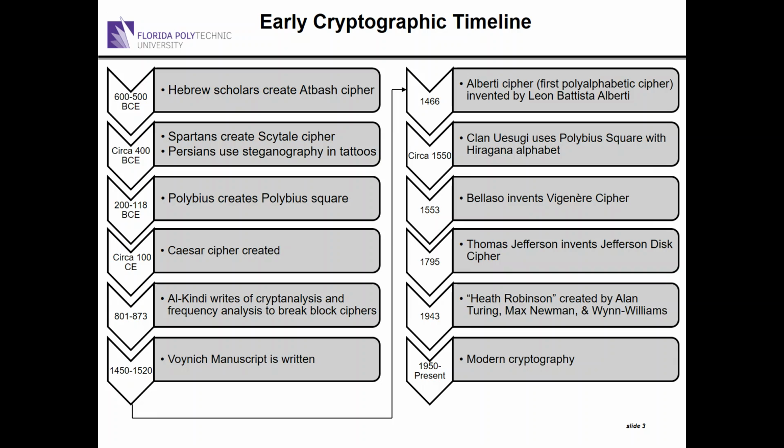Shown here is a timeline of early cryptography. Note the areas many of these developments occurred in. Places like ancient Greece, ancient Rome, the Middle East circa the Islamic Golden Age, and the Renaissance-era Italy were all large centers of development in cryptography.